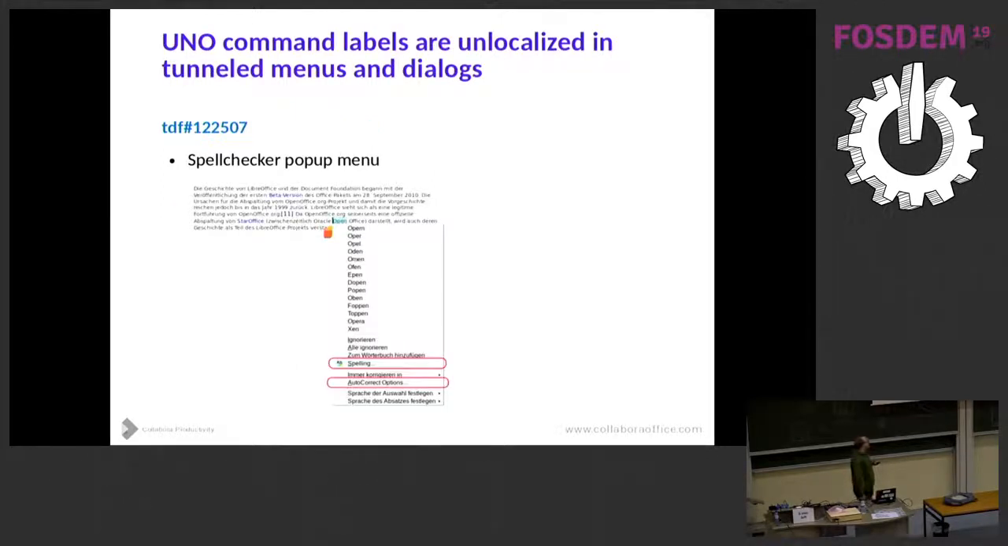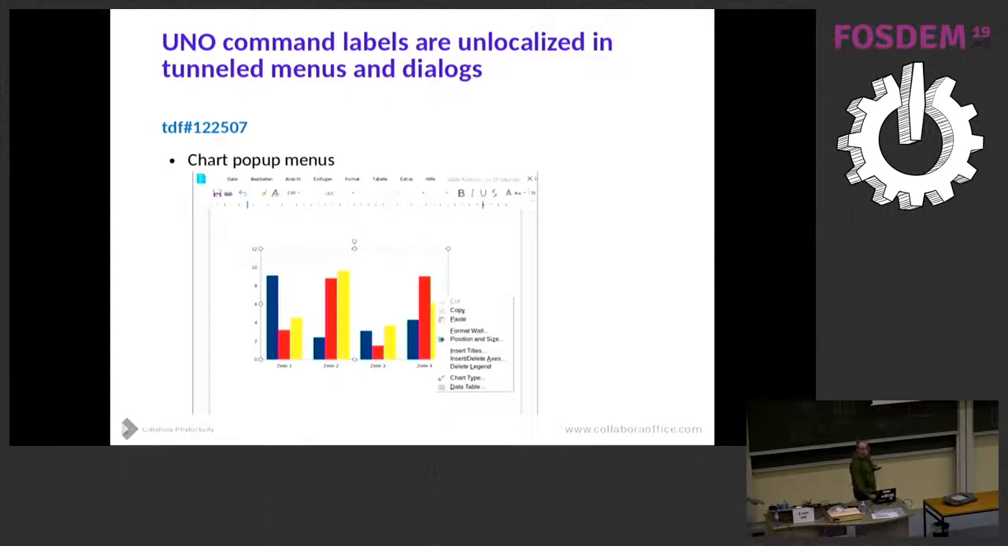The other problem was that in some tunneled pop-up menus and dialogues, there are also the English command labels coming in. So the next issue to solve is to have a different localized configuration per view. It is the same as demonstrated with the chart. The UI is in German, but unfortunately the chart pop-up is in English.